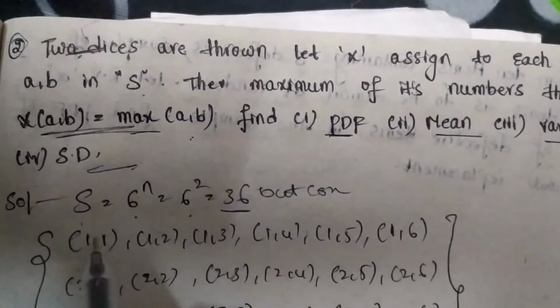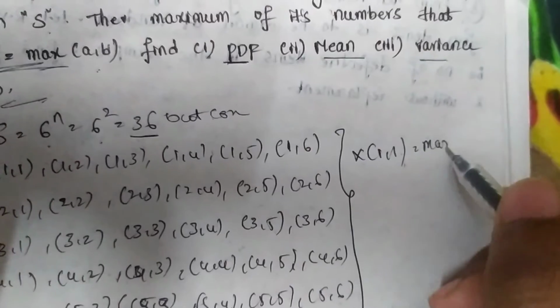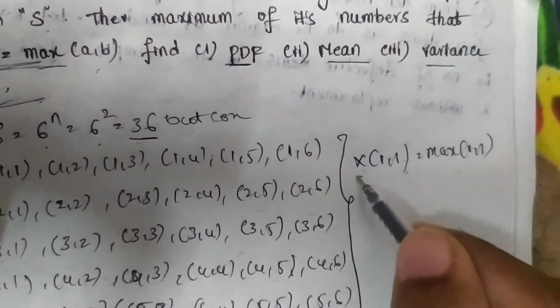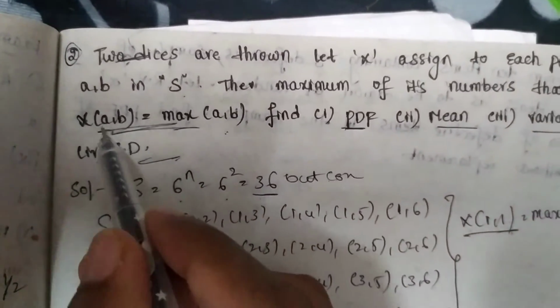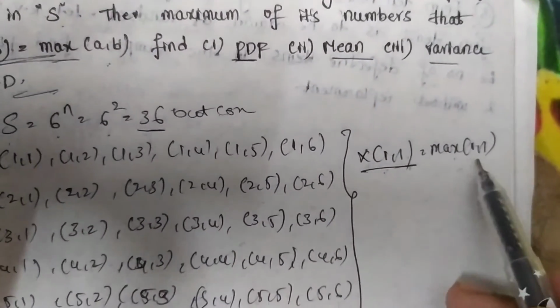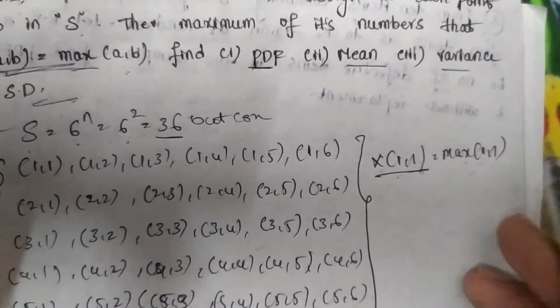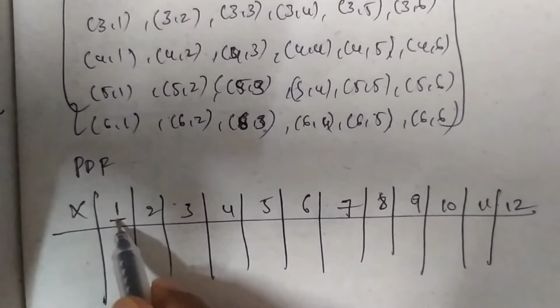Because here let us take X(1,1) equals maximum of (1,1). Here X(1,1) is this condition, giving this condition. Here we are substituting the (a, b) value as (1,1). The maximum value from (1,1) is what? 1. That's why we are starting from the value 1.